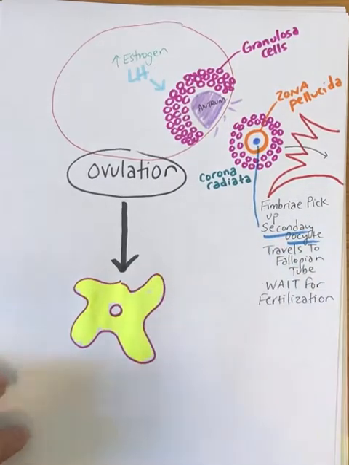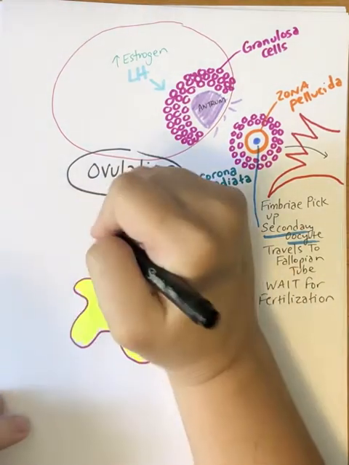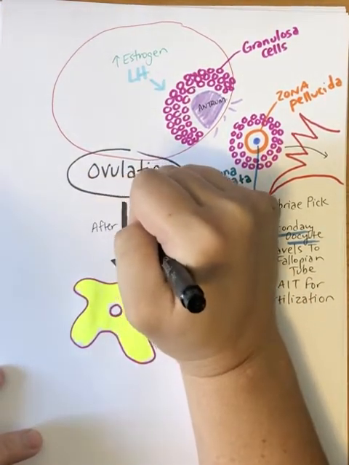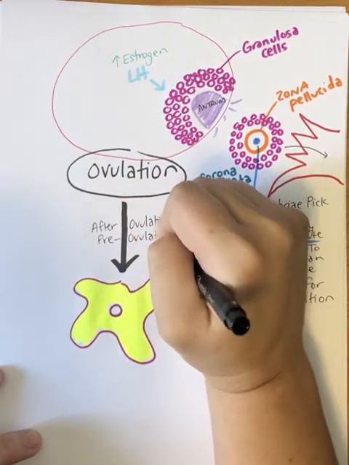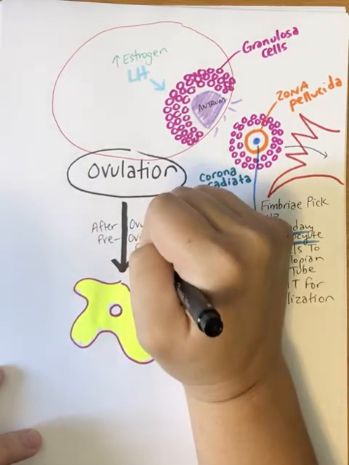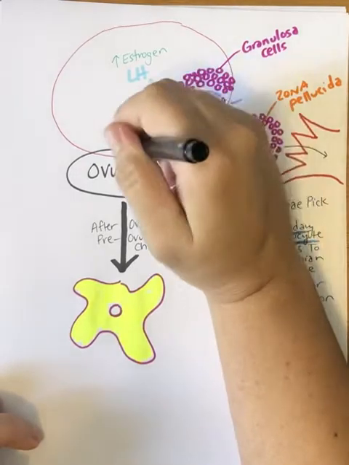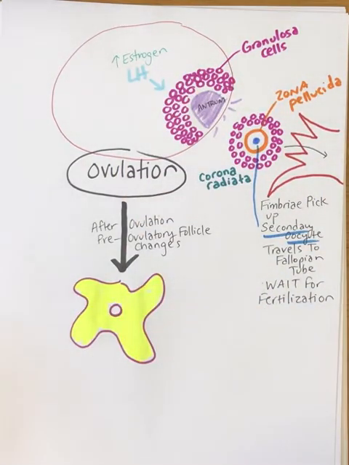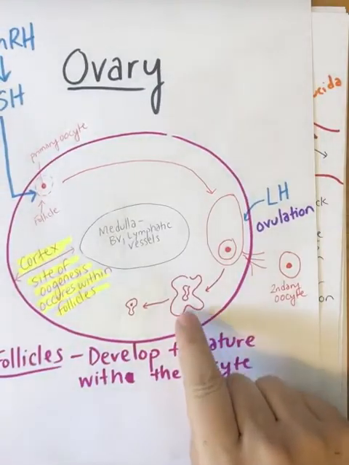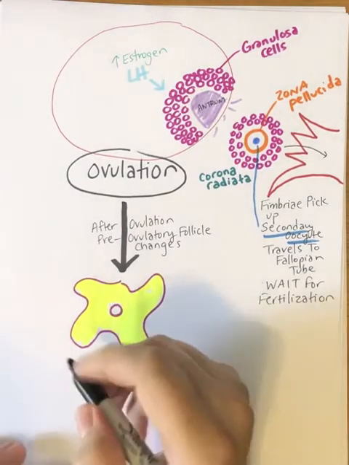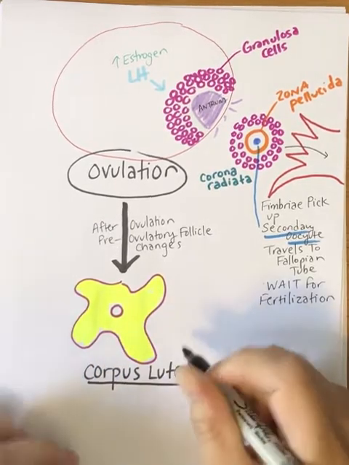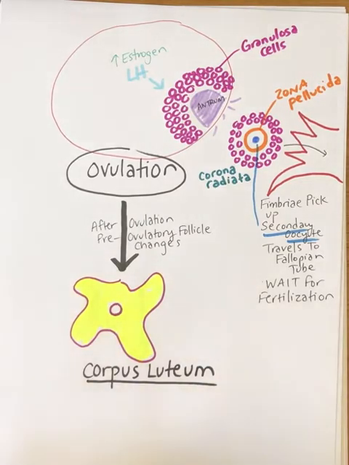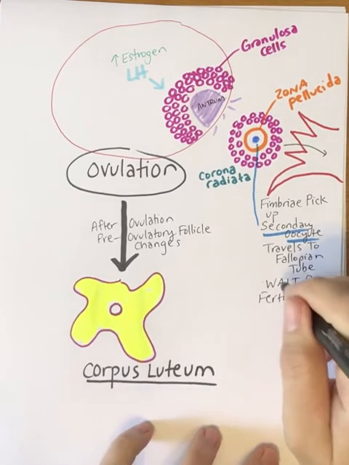So this is after ovulation, the pre-ovulatory follicle changes. Now this does change inside of the ovary. This is literally just going to become the next step. It becomes yellow. And what we call this is the corpus, or body, that is going to remain inside of the ovary. It's yellow. It's called the corpus luteum. This is the corpus luteum. It's a body that's yellow. Luteum means yellow.